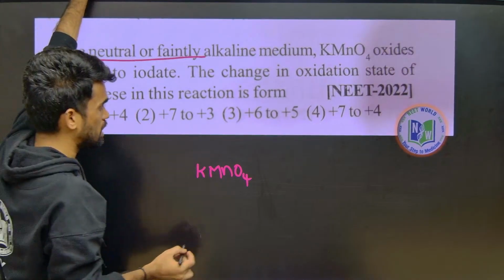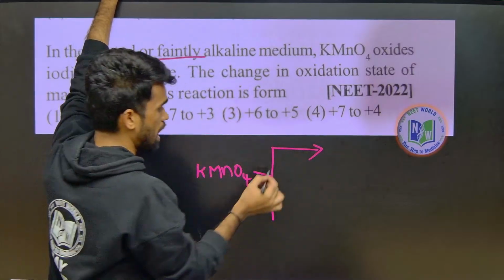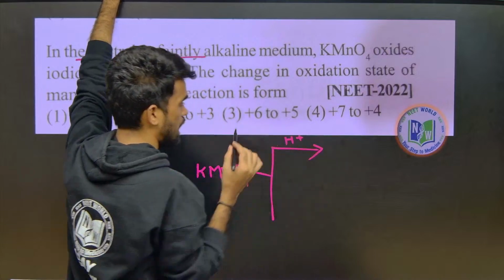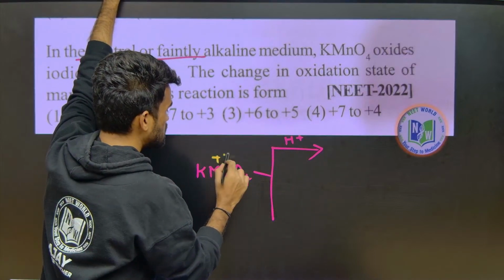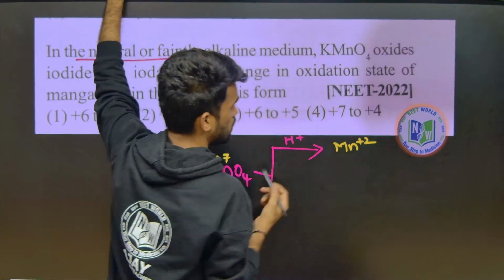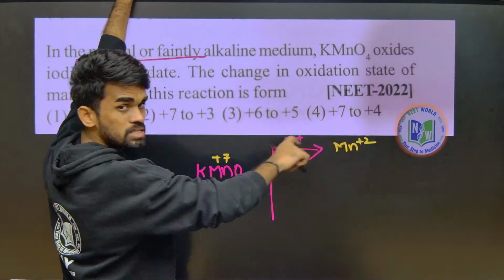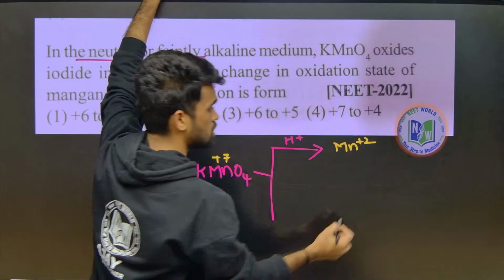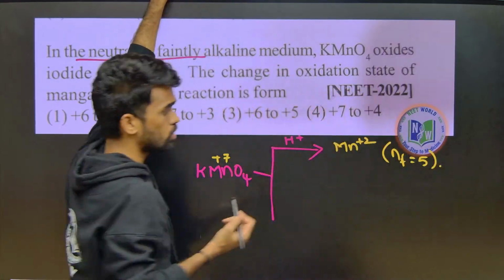Always remember, I will tell you one thing. Permanganate ion in acidic medium, whenever it is given in acidic medium, the change that takes place is +7 state converts into +2. So what is the N factor here? 7 converting into 2 means gaining 5 electrons. So the N factor in this case is 5. You should say this. Okay, remember that.